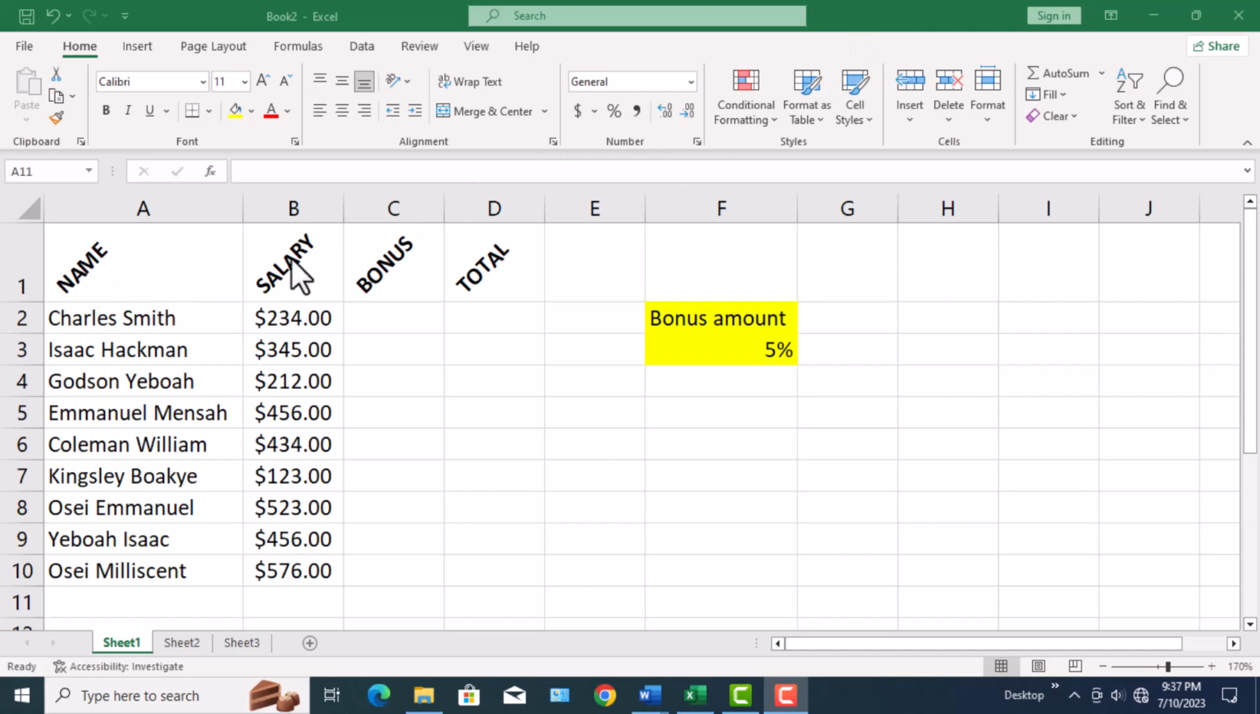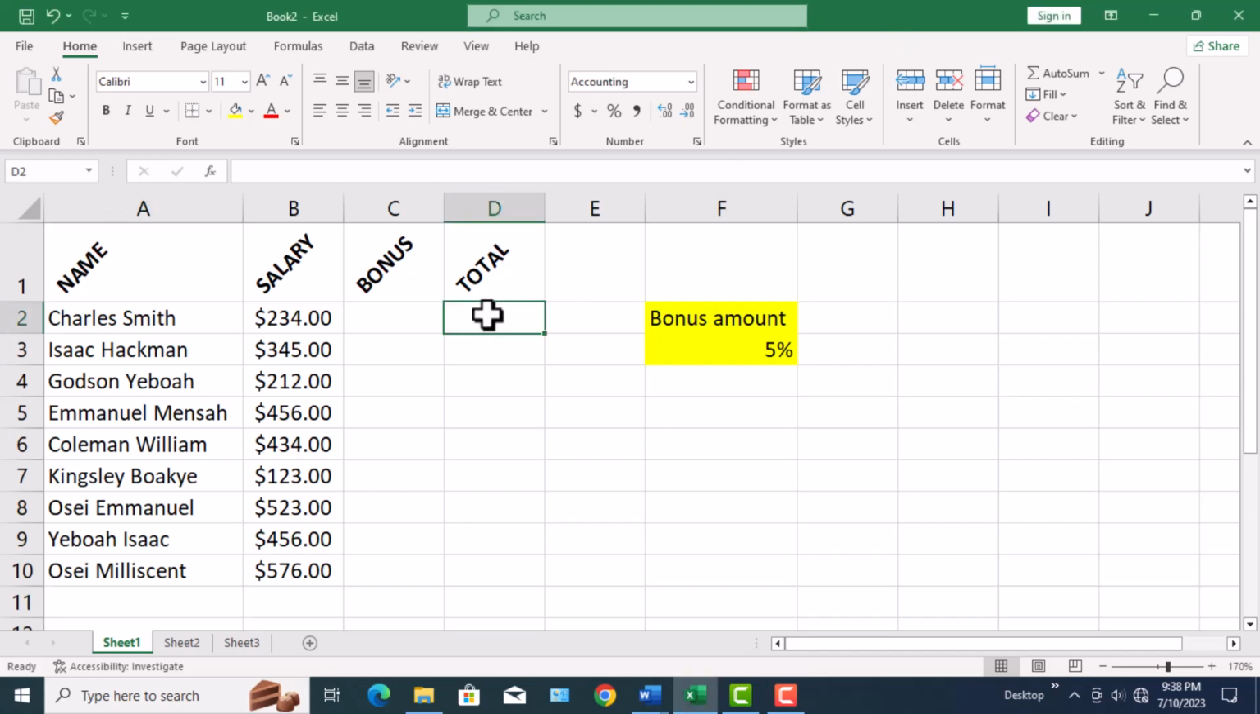We have name, salary, bonus and total. Now for the total, we are going to calculate it by the salary plus the bonus. The salary plus the bonus will give us the total. So we are going to type a formula that will calculate the total here for us, and that total is going to be a relative cell referencing.